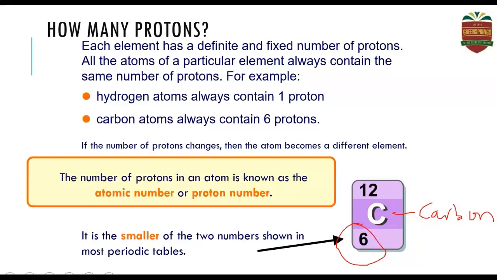It is always the smallest number if you check your periodic table. So this atomic number is the number of protons that is present in the atom of this element.